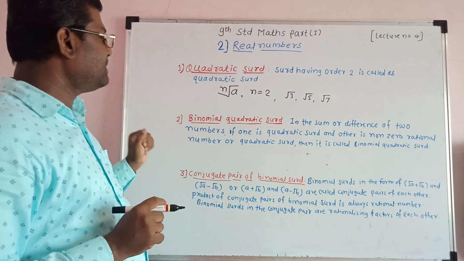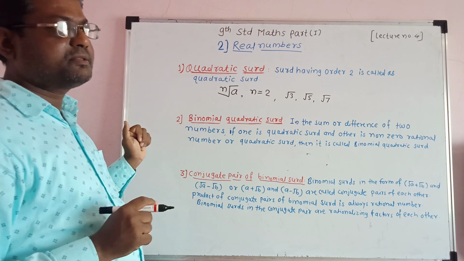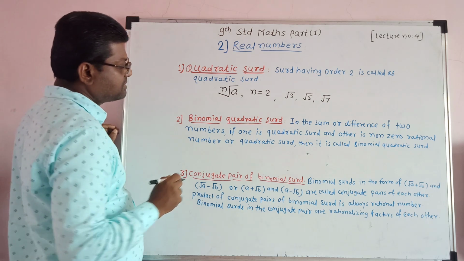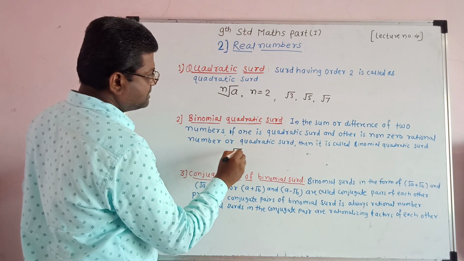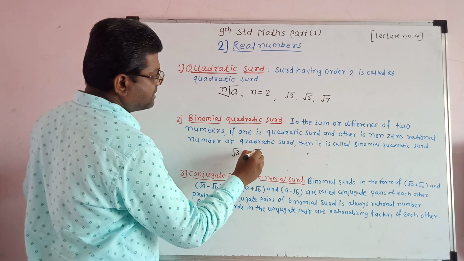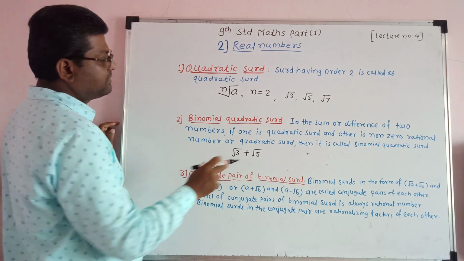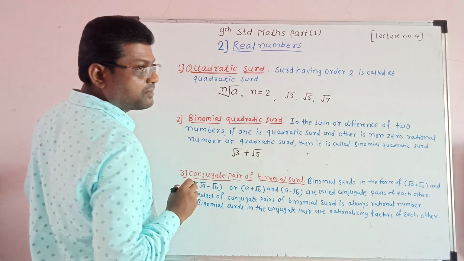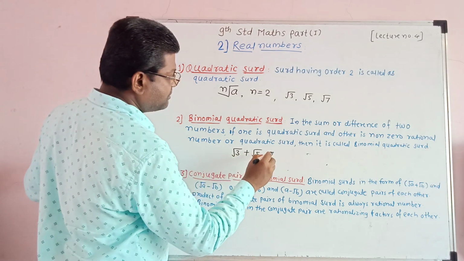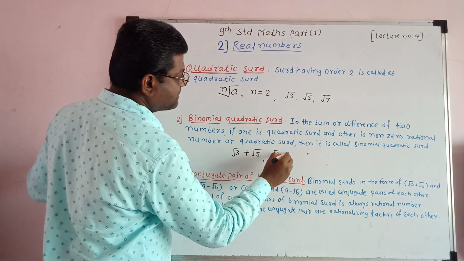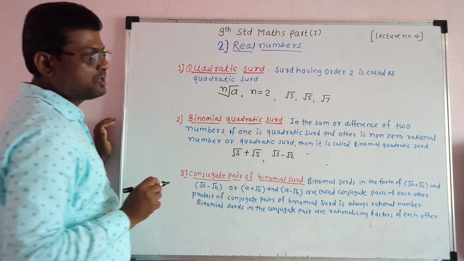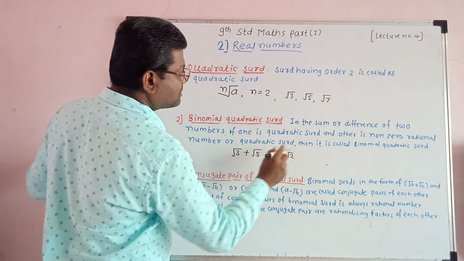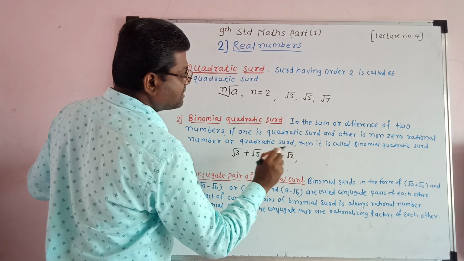Now, let us see what is meant by binomial quadratic surd. If we add or subtract two surds, suppose root 3 is a surd plus root 5 is another surd, then this is called a binomial quadratic surd. Both the numbers are surds here. Now root 3 minus root 2, this is also a binomial quadratic surd because both the numbers are surds. Root 3 is a surd and root 2 is also a surd.